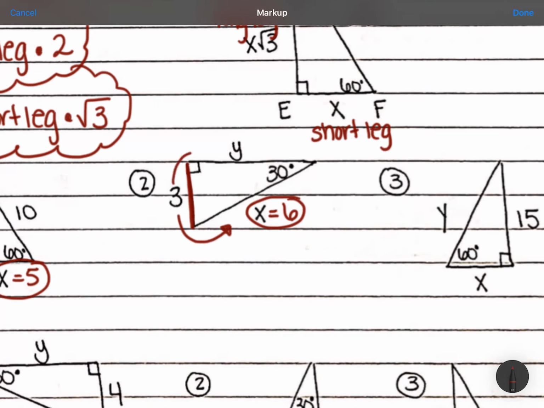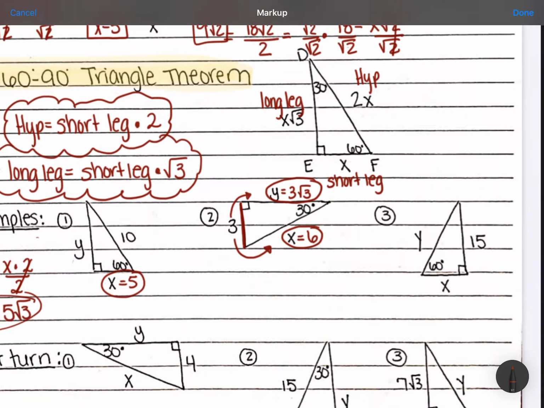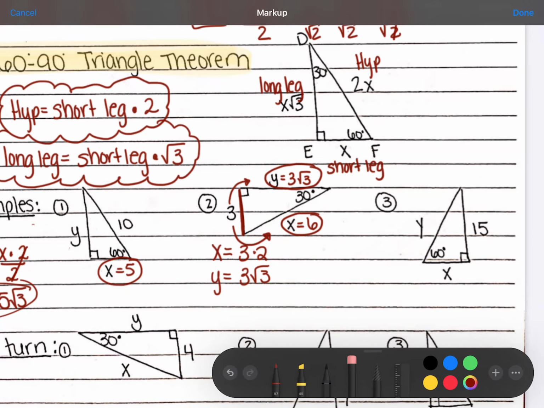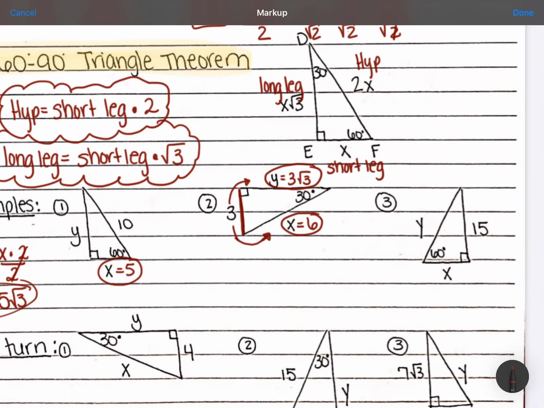And to go from my short leg to my long leg, I simply multiply it by radical 3. Again, you can use the equations above, and you could plug your stuff in. So you can say your hypotenuse is equal to your short leg times 2. That's how we got 6. Your long leg is equal to your short leg times radical 3. That's how we got 3 radical 3. So either look at the triangles or use the equations.